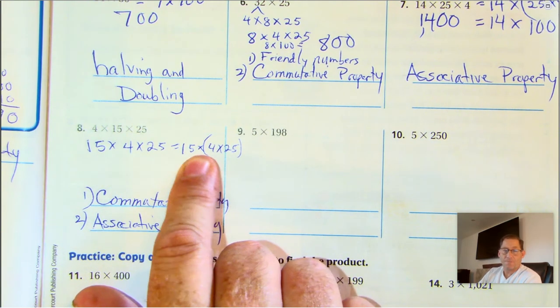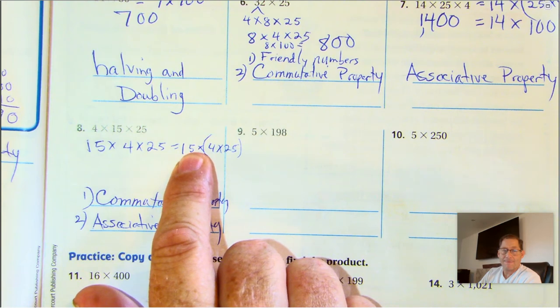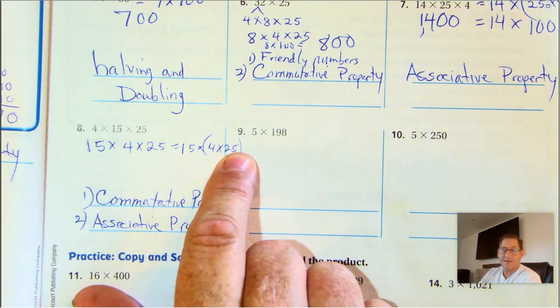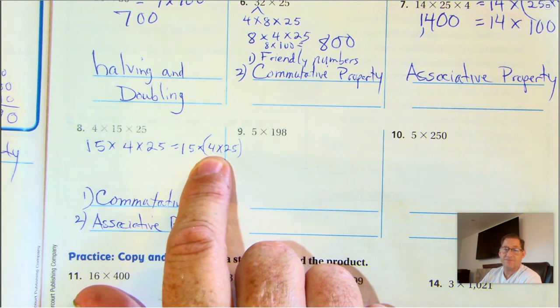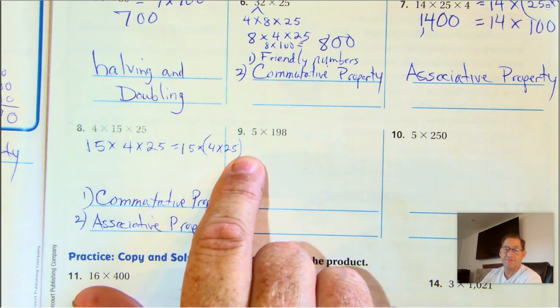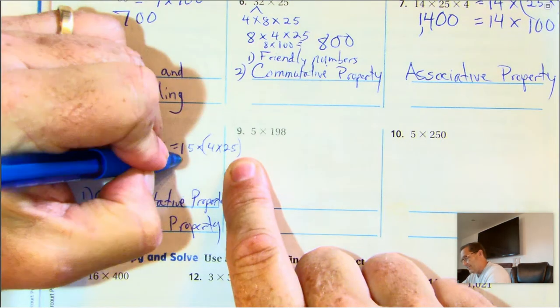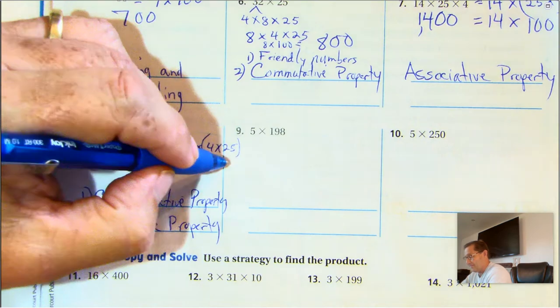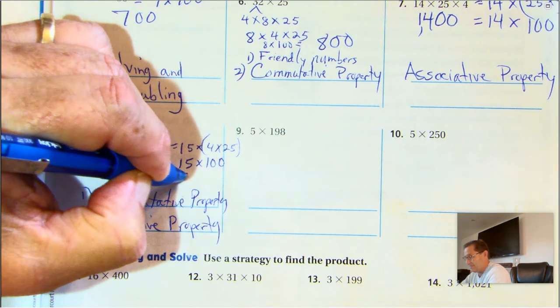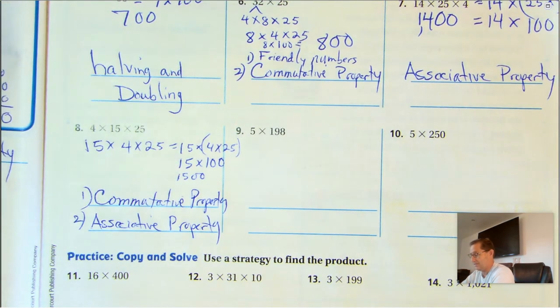So I can group that together and make it 15 times 4 times 25. And so that would be 15 times 100. 15 times 1 is 15, put the 2 zeros, so 1500.